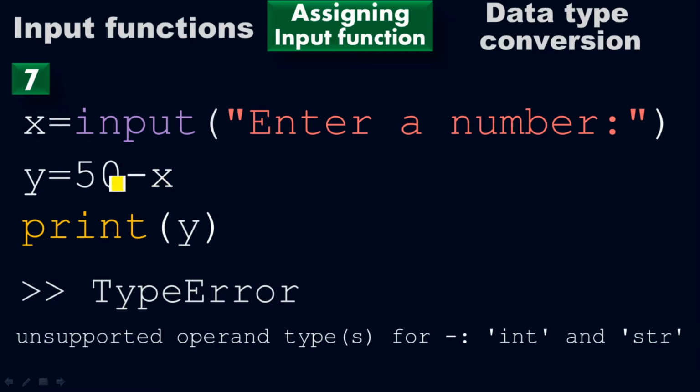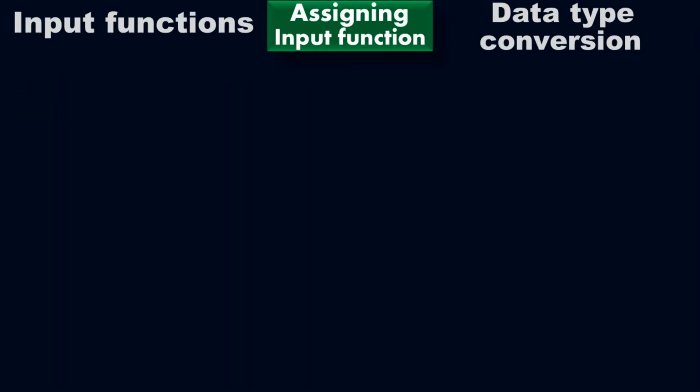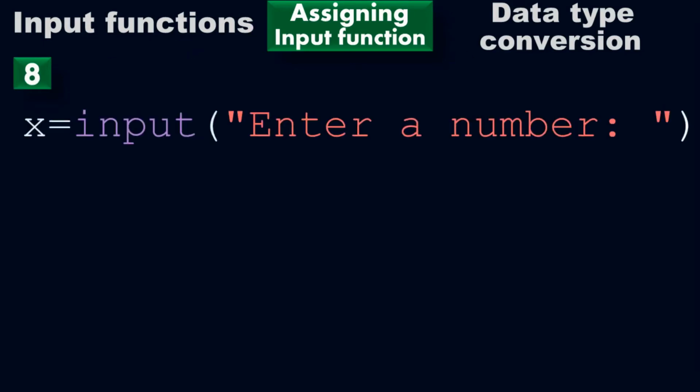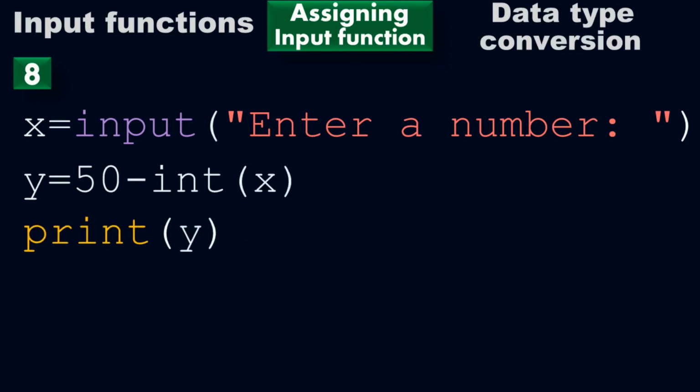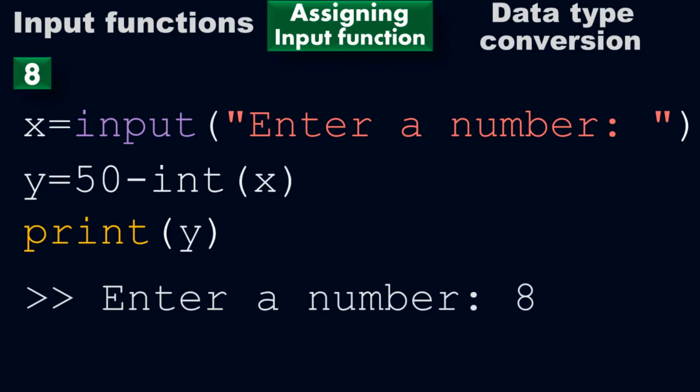But what is the solution? How are we going to do it? Let's check it. Example number 8. I'm going to take the same thing: x equals input of "enter a number", and then y equals 50 minus int of x. Now when you take the print of y, you will get "enter a number", which is 8. When you plug in the number 8 and press the enter button, you will get 42.